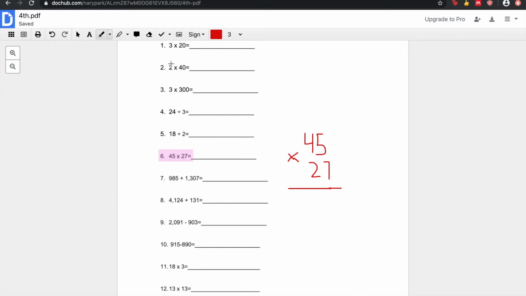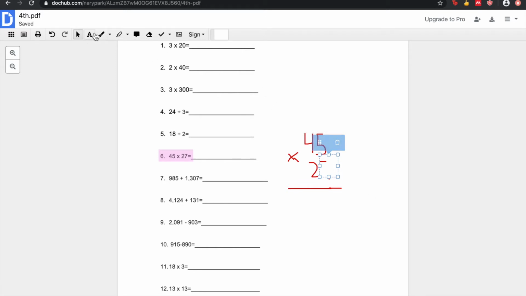So, in this case, we would ignore this 2 here. And we would just go 45 times 7. That's what we would do. We would ignore the 2 first. We go from right to left. Now, once we finish multiplying everything by 7, we ignore the 7. And then we multiply everything by 2. So it would look like this. After we multiply everything by 7, it would look like that.